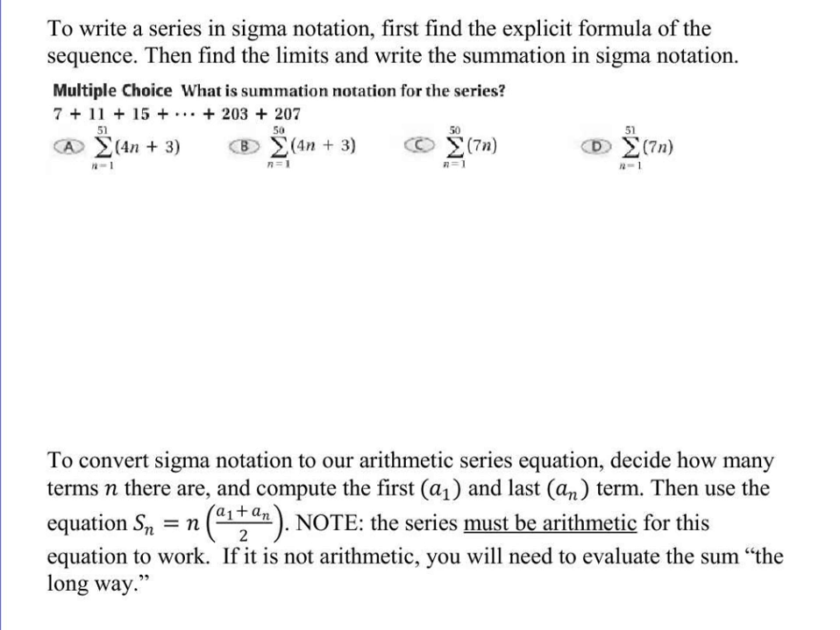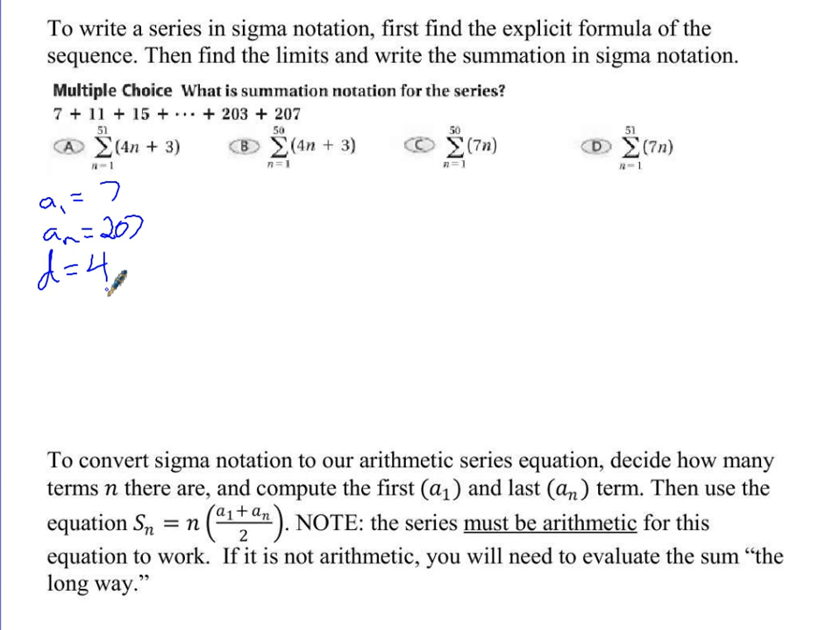What is the summation notation for the series? And the series is 7 plus 11 plus 15 plus all those missing terms in between, plus 203 plus 207. So what have they given you here? They have given you a sub 1 and a sub n. What else did they give you? The common difference. So let's write those down. First of all, a sub 1 is 7. A sub n is 207. And the common difference is we're adding 4 each time.